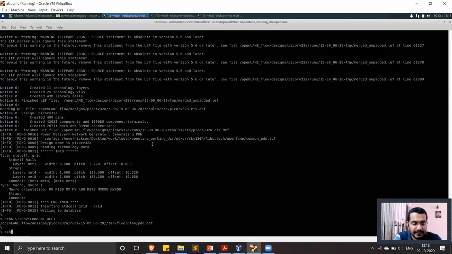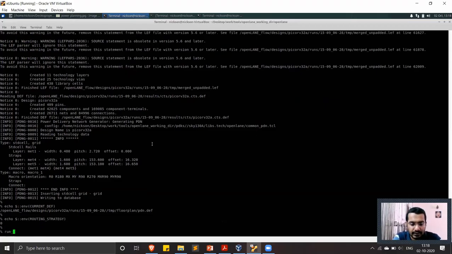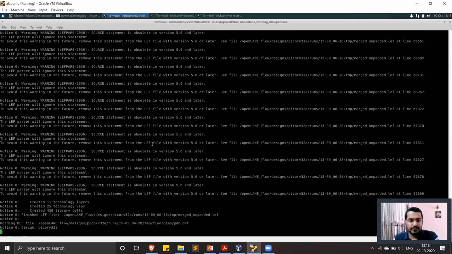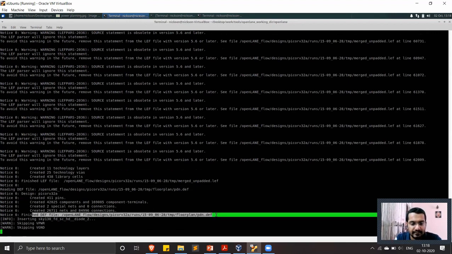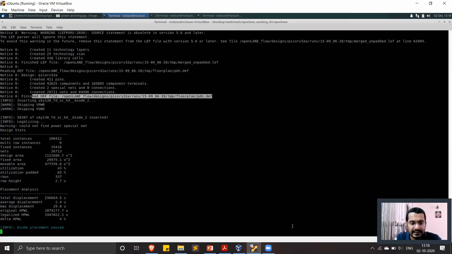Let's just verify that's the value. ENV routing strategy. So that is 0. That is fine. Now the routing parameters are all set. All you have to do is run the routing proc. You have to invoke it. So let the routing happen. You can see it is reading the def which we obtained from the last step. So we will let that happen.